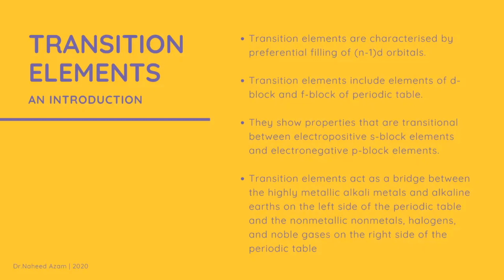Transition elements act as a bridge between the highly metallic alkali metals and alkaline earth metals on the left side of the periodic table and the non-metallic halogens and noble gases on the right side of the periodic table.